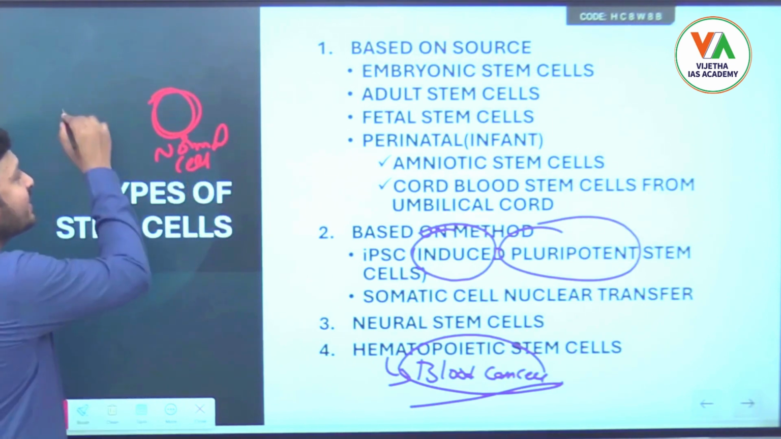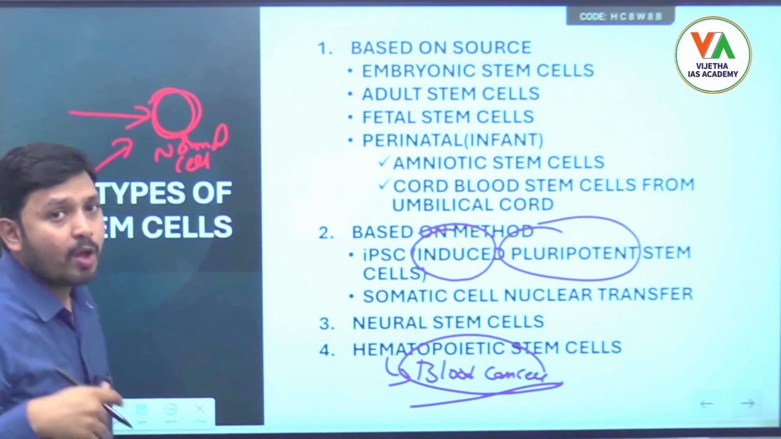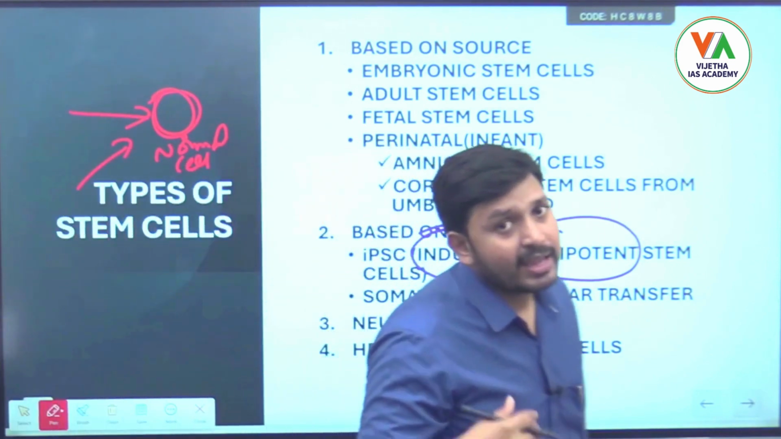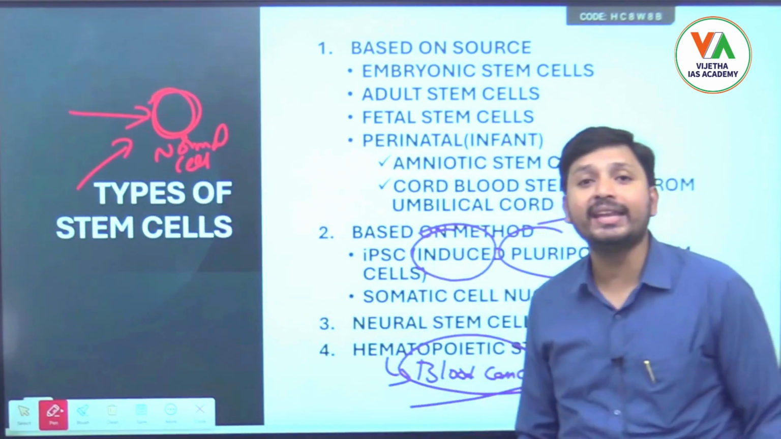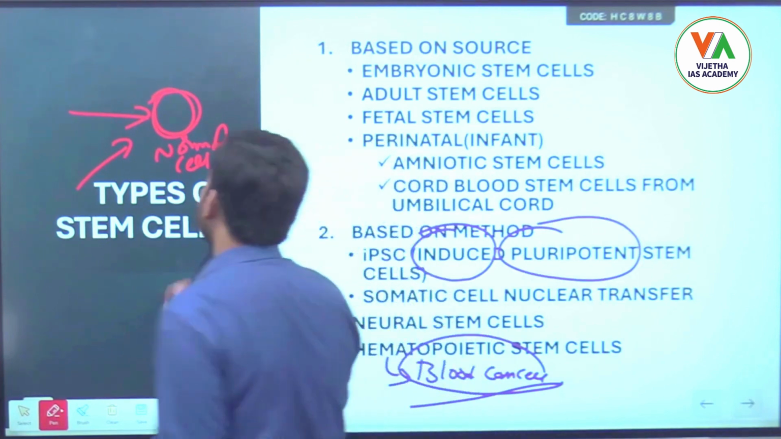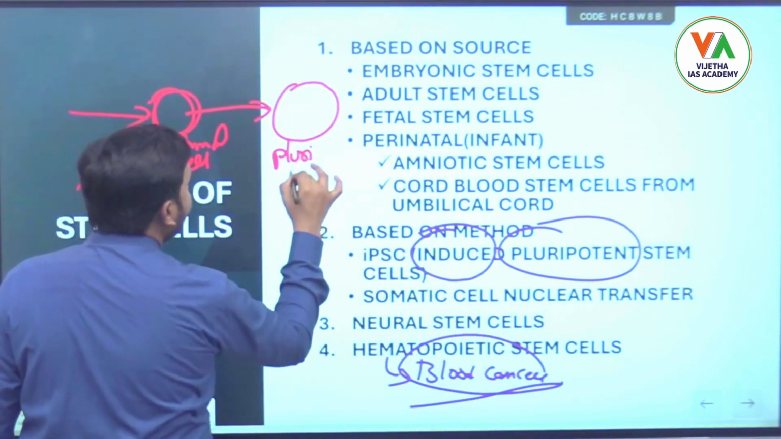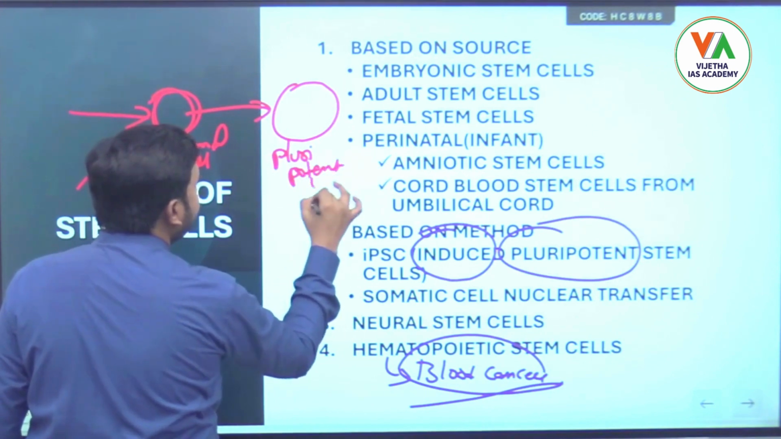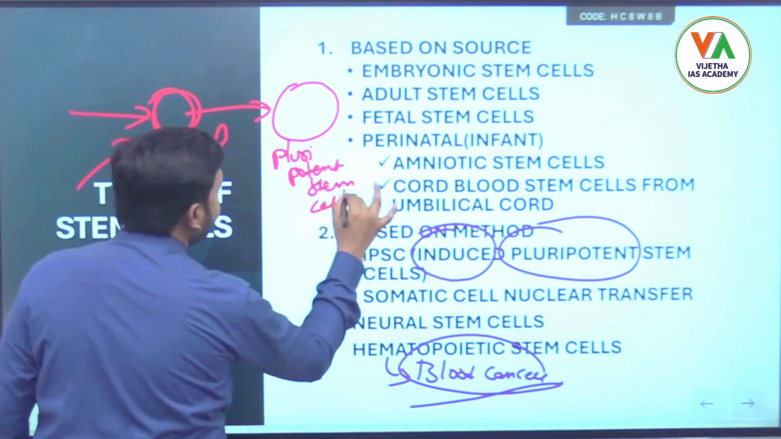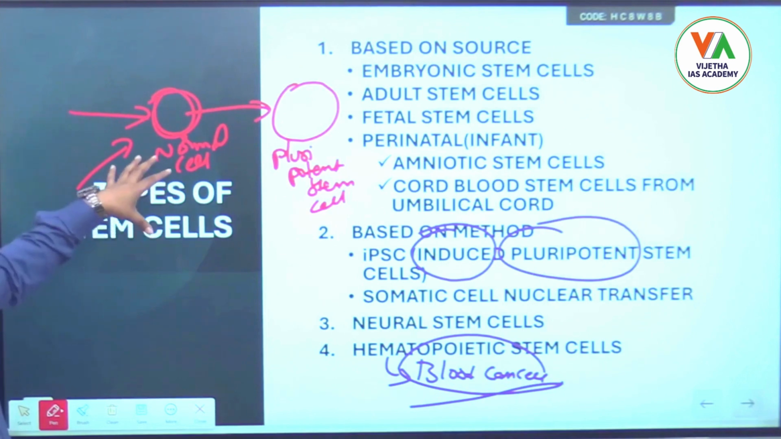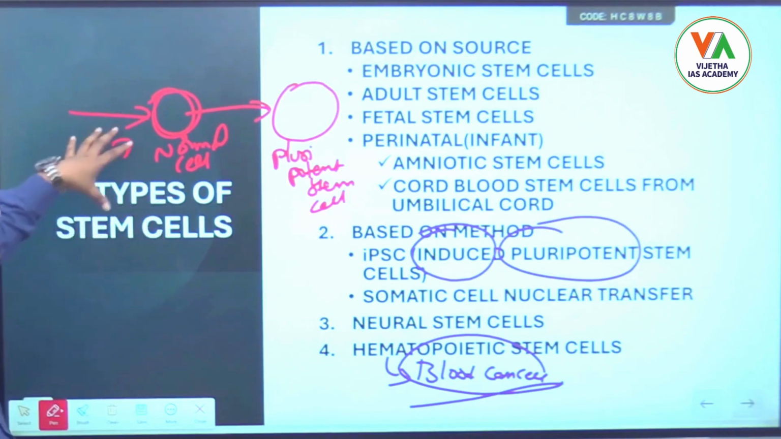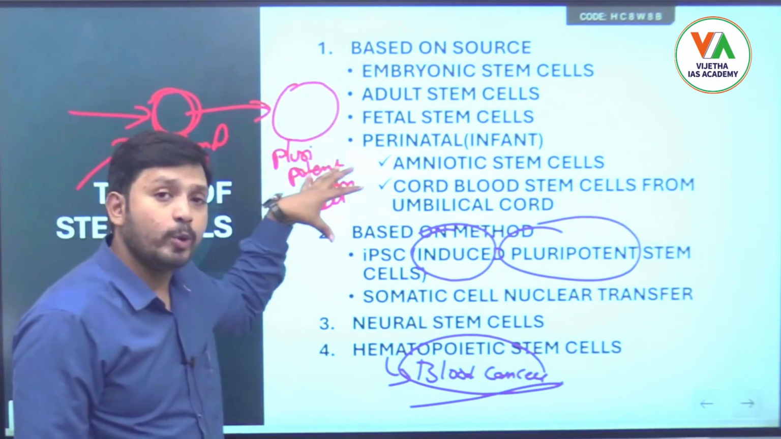This normal cell is induced or forced in such a way that it is now acting as a pluripotent stem cell. So I am inducing something into this normal cell in such a way that it is now functioning as a pluripotent stem cell.